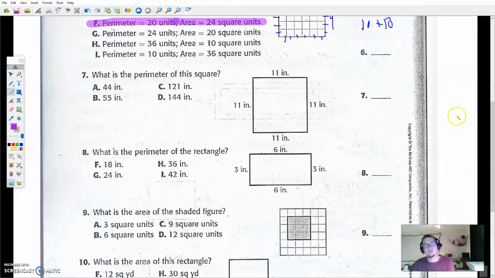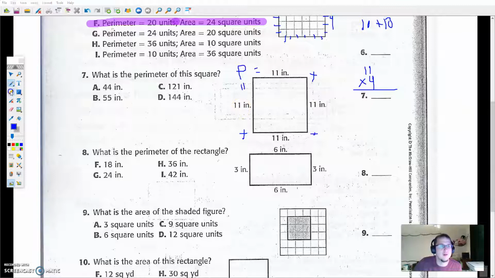Moving on to number 7. What is the perimeter of the square? So perimeter is all sides added together. 11 plus 11 plus 11 plus 11 equals the perimeter. Okay? Or repeated addition, 11, 11, 11, 11 would be 11 4 times, which is 11 times 4. 11 plus 11 plus 11 plus 11, or 11 times 4, both equal, you got it, I hope, 44.